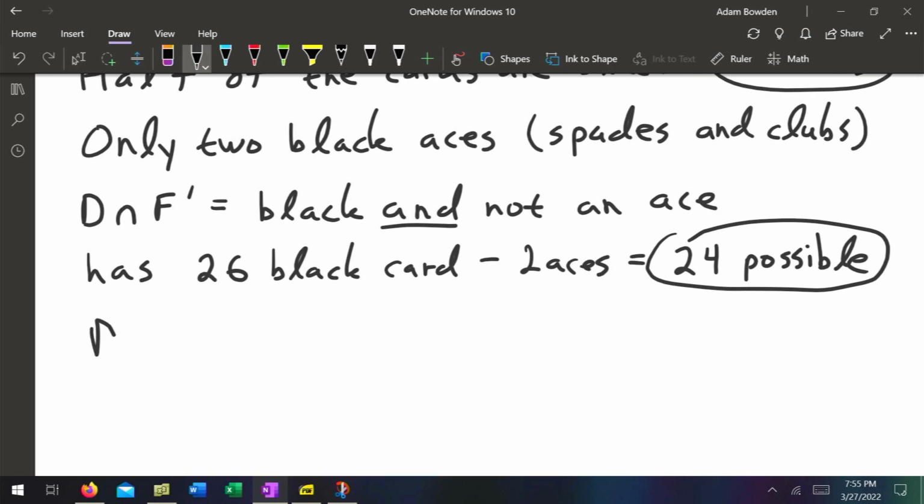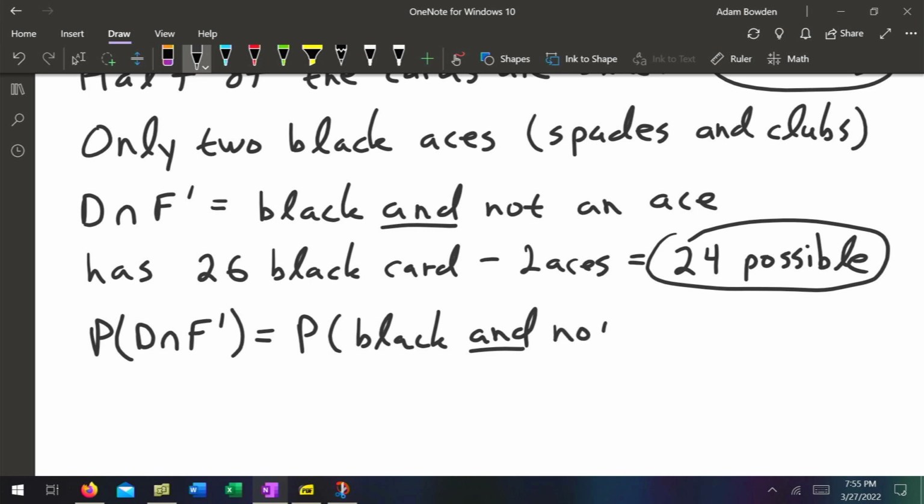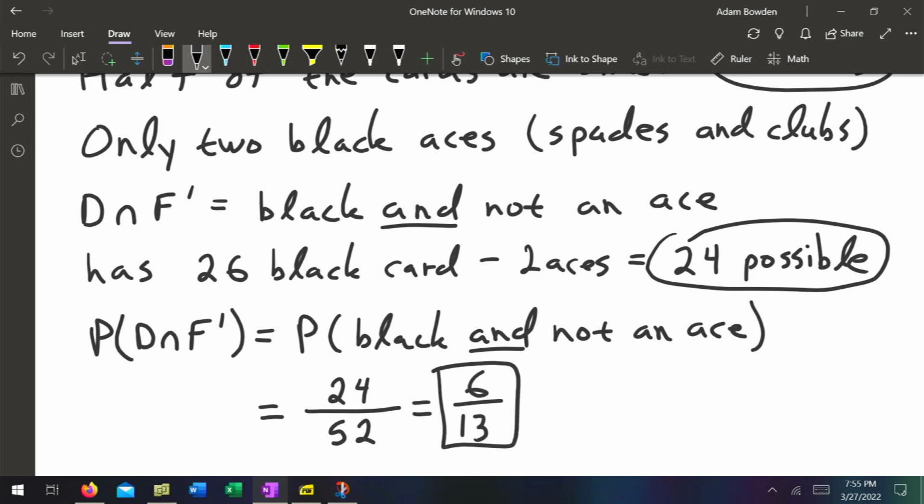So when we talk about the probability of the intersection D intersect F complement that I was asking for, again, that's the probability of drawing a black card that is also not an ace. And we just counted up those possibilities here. 24 of those out of 52. So 24 divided by 52 is the probability, and that reduces down to 6 over 13.